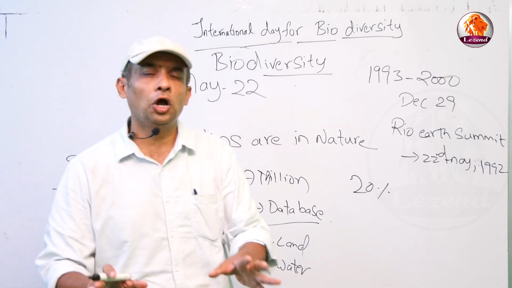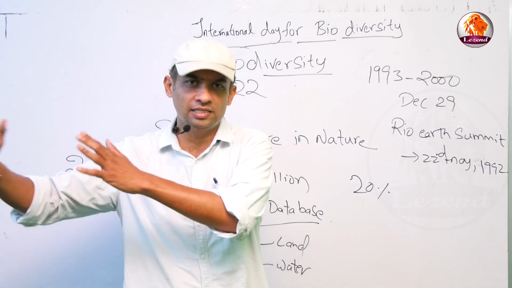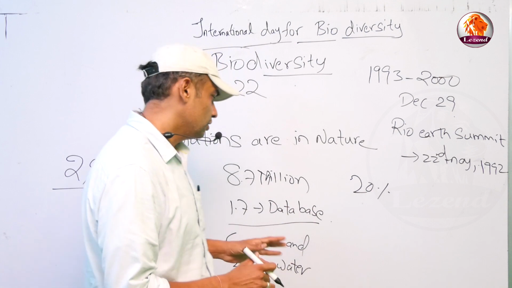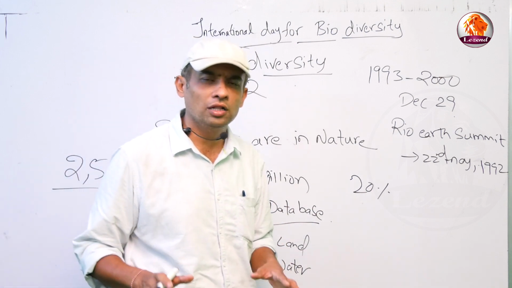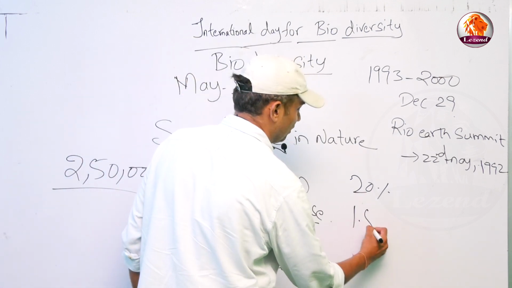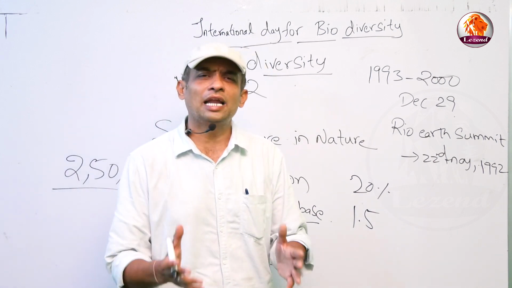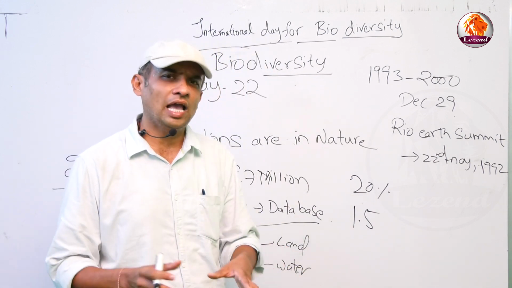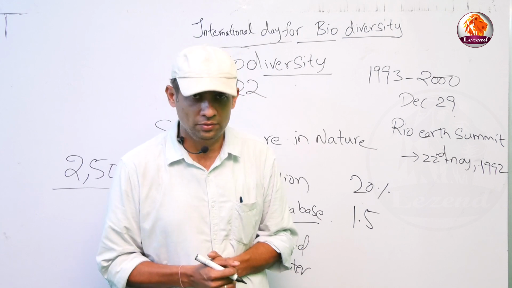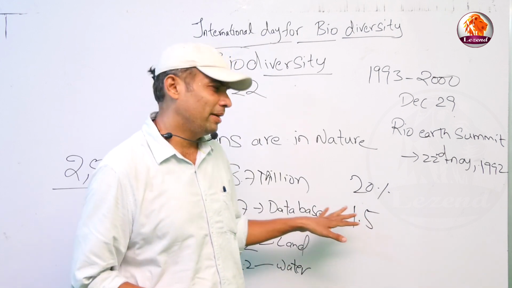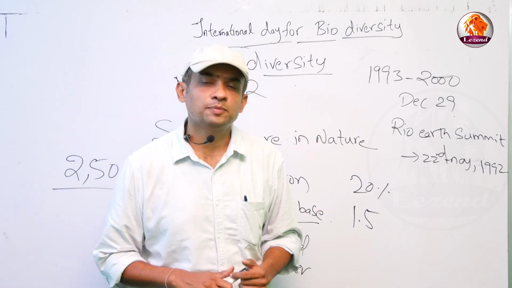Majority of it are synonyms, and the total database that we have of all the creatures is only 1.5 million, right? So that means out of the 8.7, we have only the database of 1.5, and we do not have a database of the total remaining types of species.